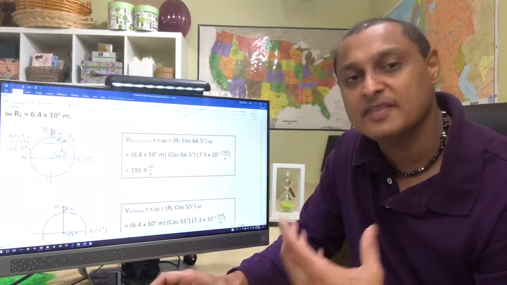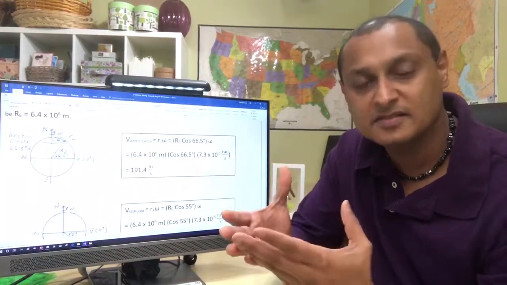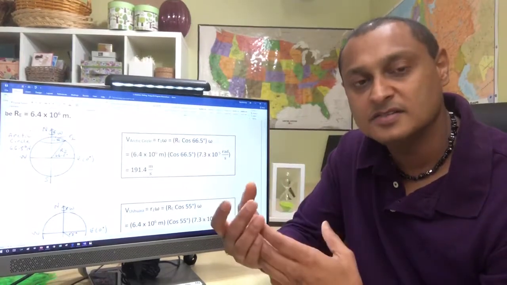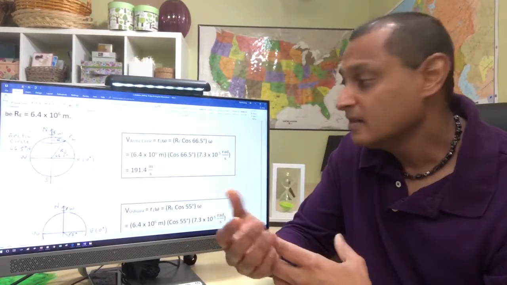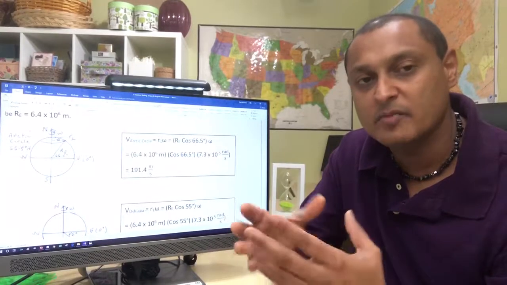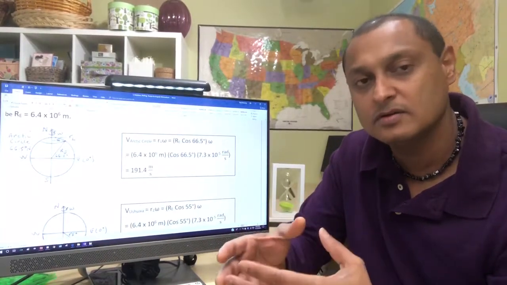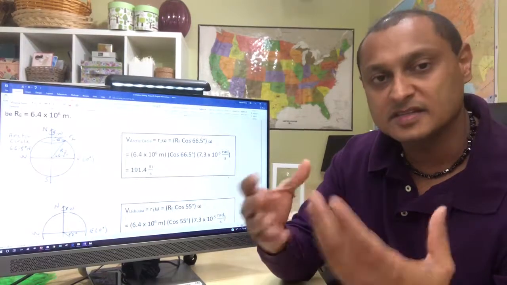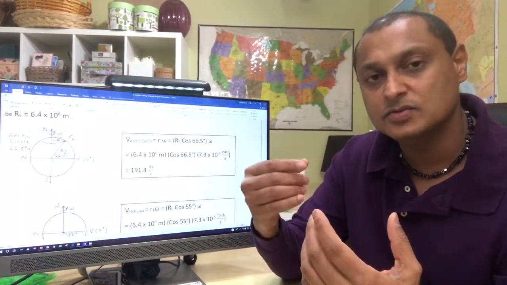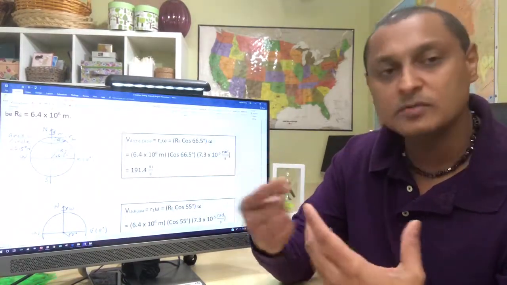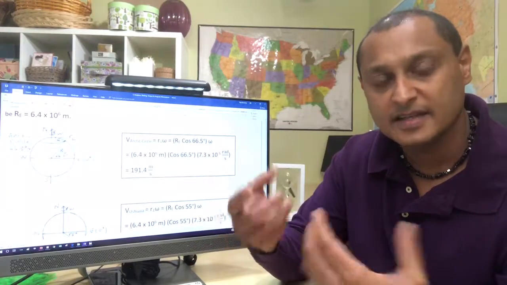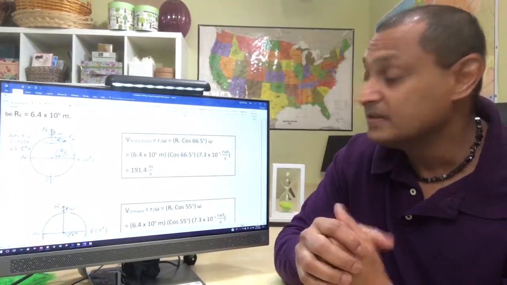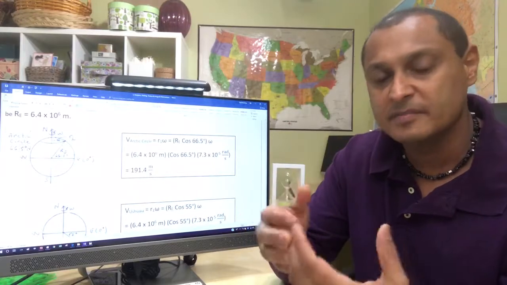You see, every object that is rotating has two velocities to consider, the linear velocity and the angular velocity. Now, the angular velocity is the same no matter where you live on Earth, at the equator or at the poles, because it takes the same amount of time to move. Everyone moves 360 degrees in the same amount of time. But the linear velocity is different depending on where you live.